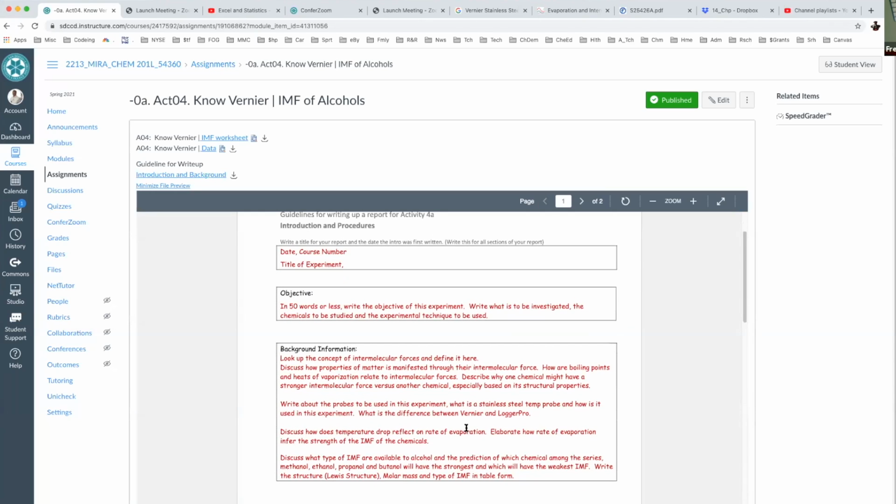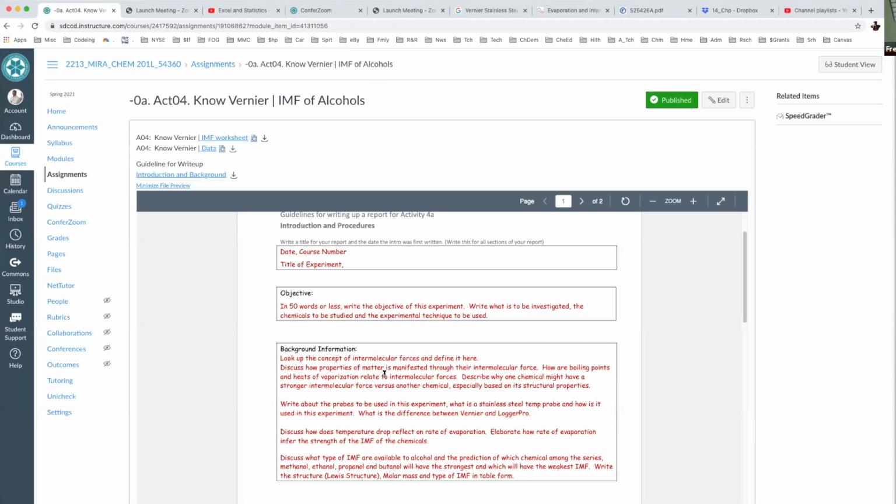The background information should give you enough information to bring the readers up to speed. So look up the concept of intermolecular force and define it here, because that's the key in this particular experiment. You're determining the intermolecular force strength of these alcohols. So you need to define it. Otherwise, a reader who doesn't know what IMF stands for is going to be lost.